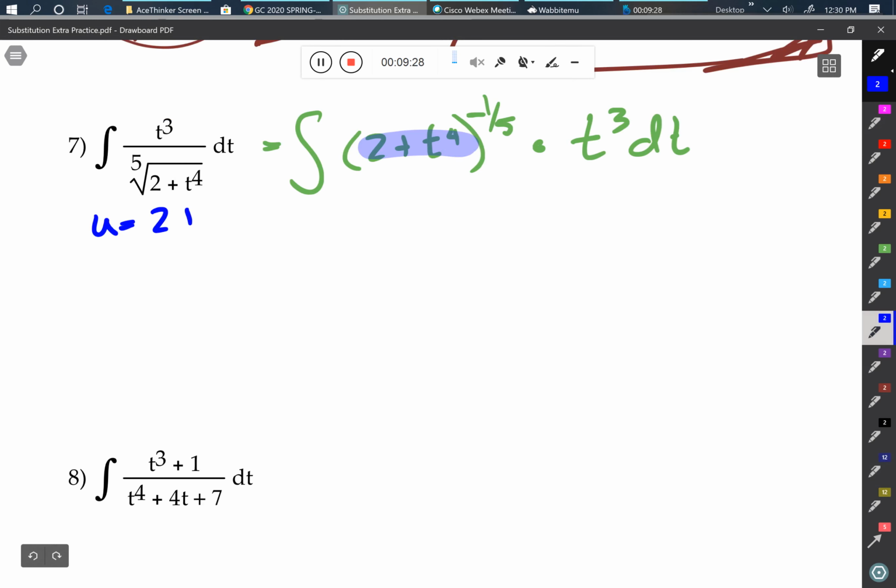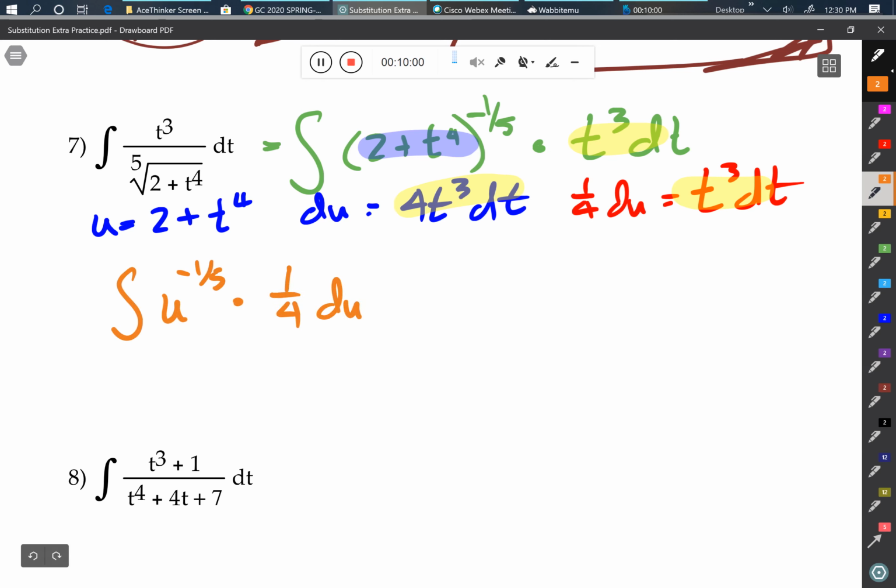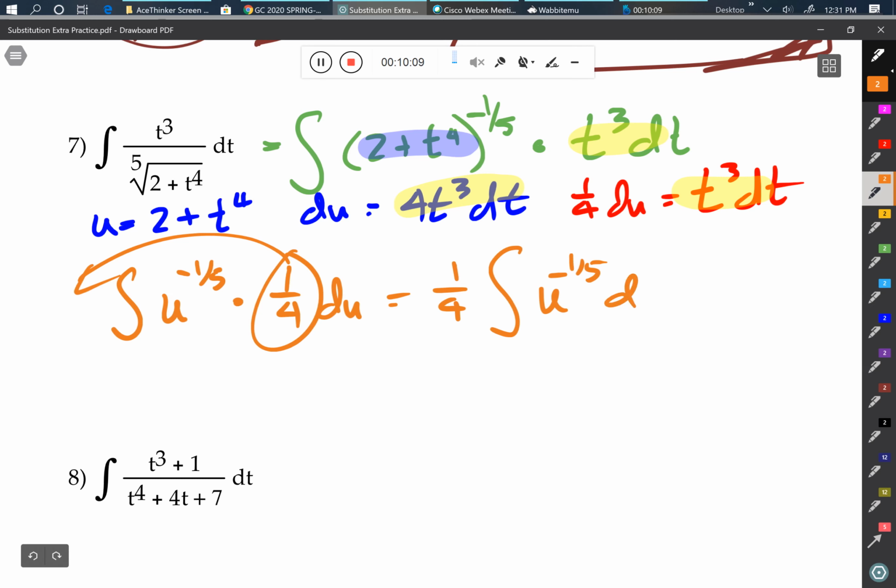u is equal to 2 plus t to the 4th, and the differential du is going to be the derivative of that, or 4t cubed dt. Well, this almost matches. I just got to get rid of that 4, so I'll divide through by 4. So 1/4 du is equal to t cubed dt, and now this matches perfectly, and I can do my substitution. When I do the substitution, I get the integral of u to the negative 1/5 times 1/4 du. Move the 1/4 out in front to make things look nicer: 1/4 integral of u to the negative 1/5 du.